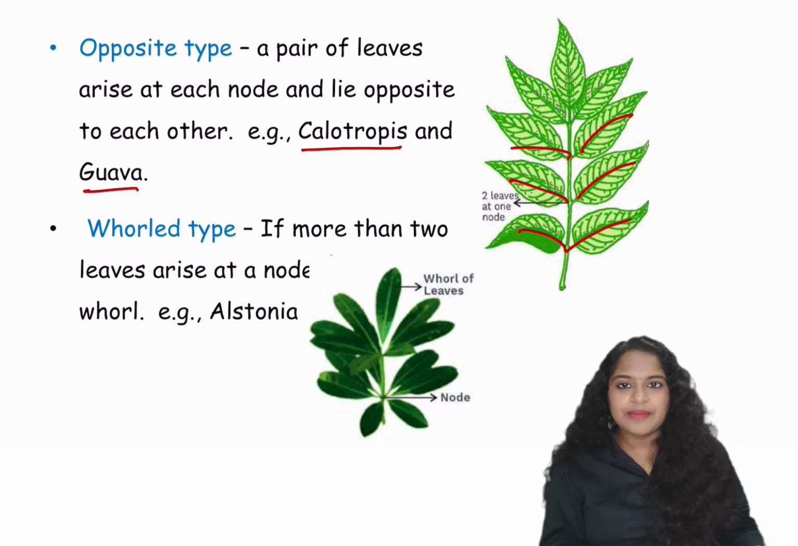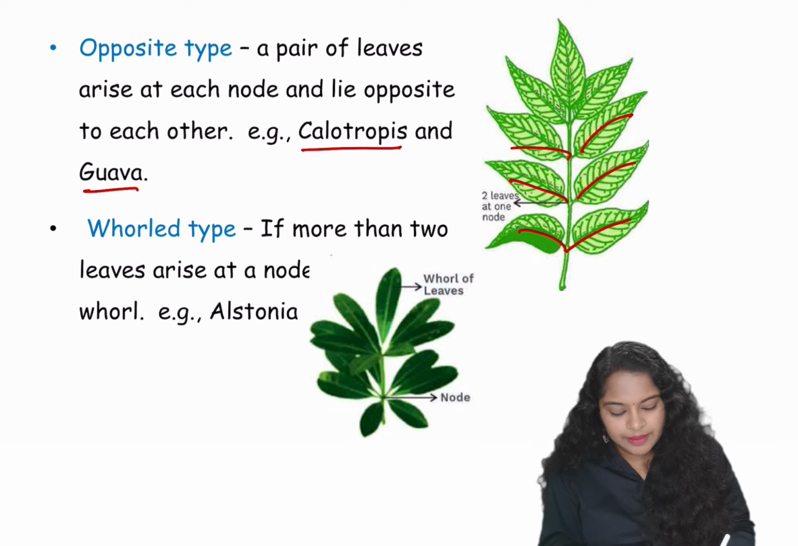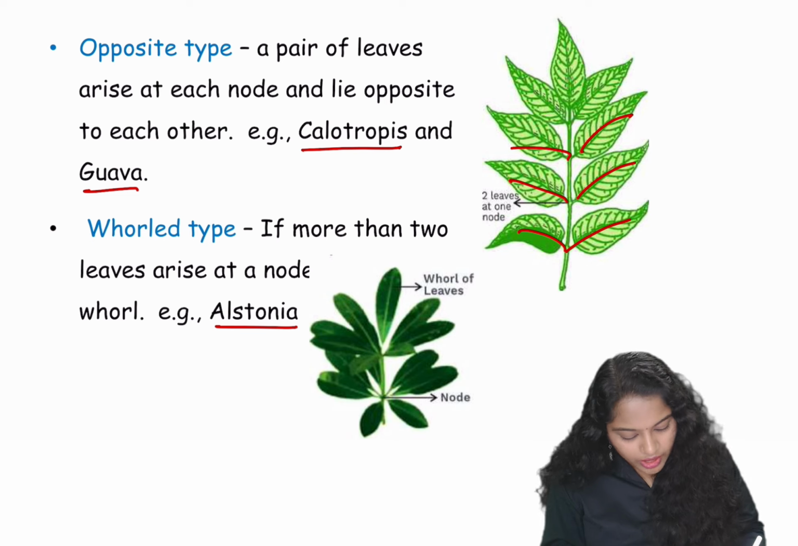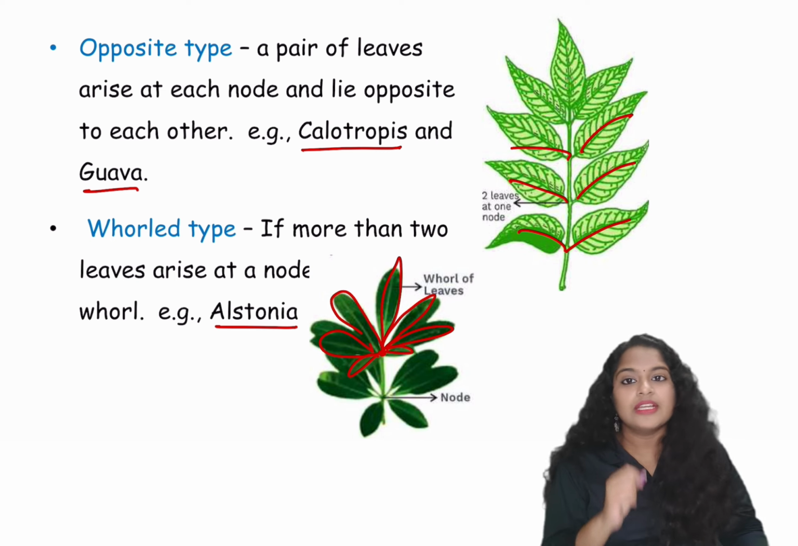Next is the whorled type of phyllotaxy. Here, from a single node more than two leaves will be arising and they will be arranged in a whorled pattern, like in Alstonia. So here one node will be there and you can see 1, 2, 3, 4, 5, 6, 7 leaves arising from a single node.